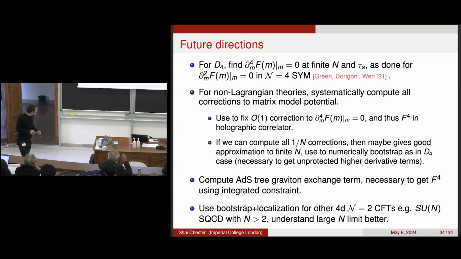Finally, I just want to emphasize that this method of combining bootstrap and localization is extremely general, because it applies to any 4D theory in which you can do localization, and apparently it even applies to theories where you can't do localization, but where you have the Seiberg-Witten curve. We've only studied a very small number of theories so far, but there are many other theories to study. For instance, we could study SU(N) SQCD with N bigger than 2. We could try to understand its large n limit, etc. All right, so that's it.